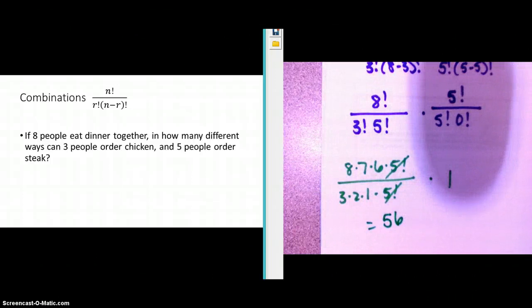So there are 56 different ways that 8 people can eat dinner, in which 3 eat chicken and 5 eat steak.